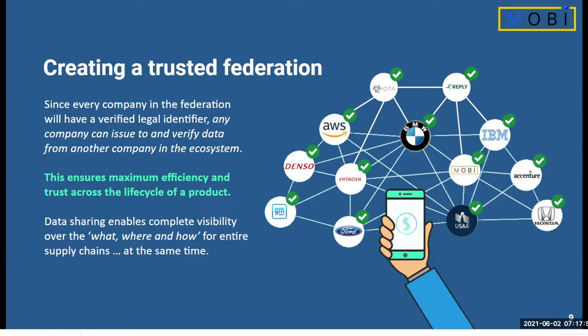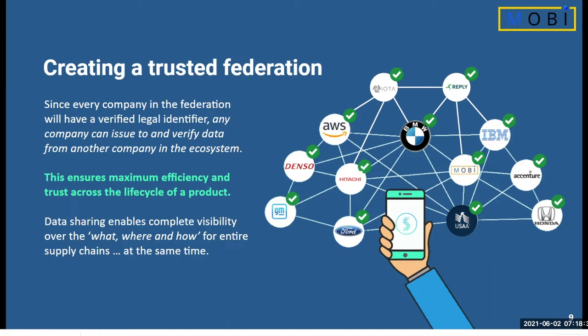Because MOBI will issue the anchoring credential for all its members. And then the members can now issue verifiable credentials about parts, about orders, about invoices, about services to each other, and they can verify them directly through the aid of the network and the trust anchor, which is MOBI.